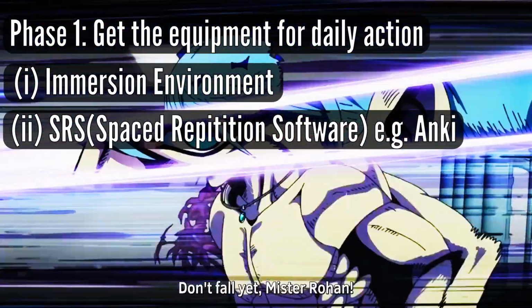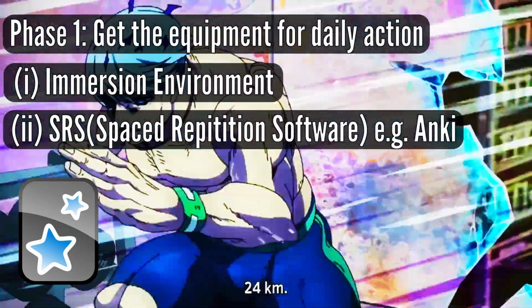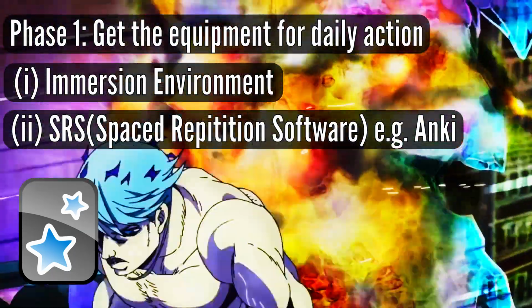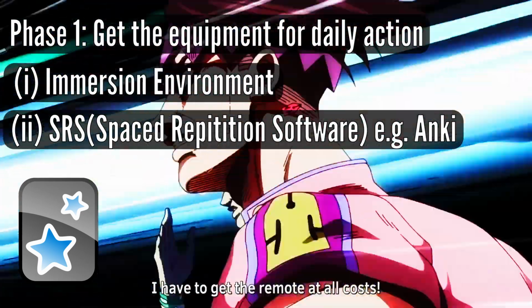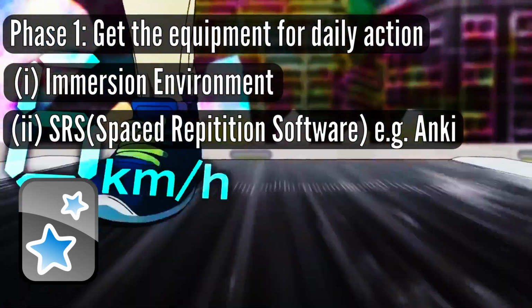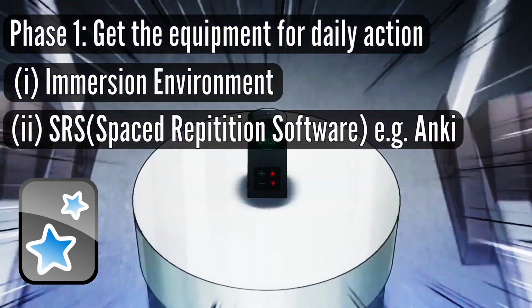Step 2 is getting SRS, which stands for Spaced Repetition Software. An example of this is Anki, and is also what I would strongly recommend. It's basically electronic flashcards, and they're going to help you remember all the information that's related to Japanese. You can take it from your short-term memory to your long-term memory, and also prevent you from forgetting things.